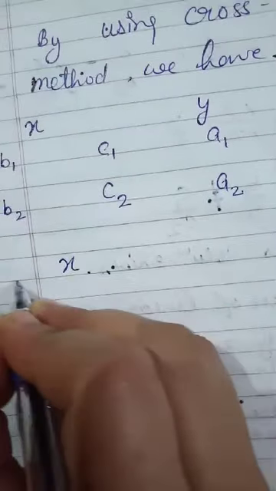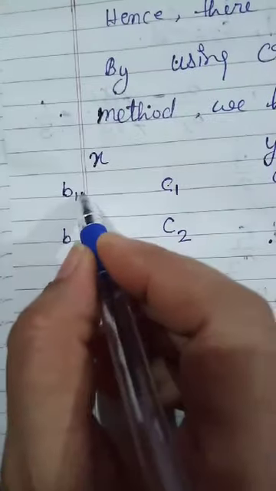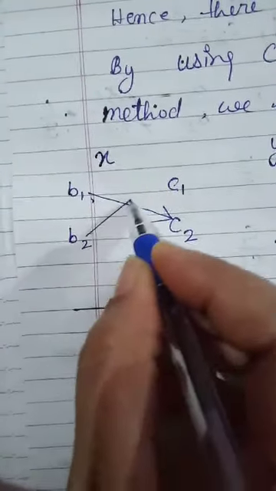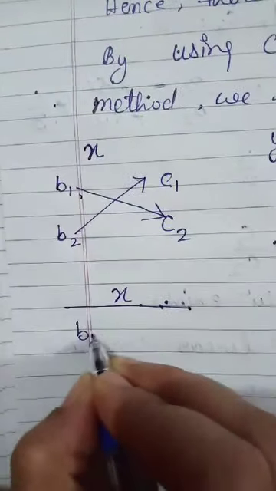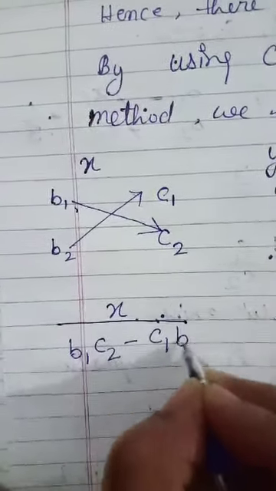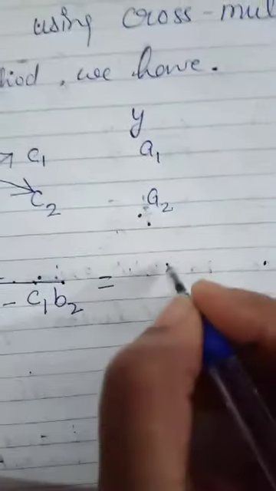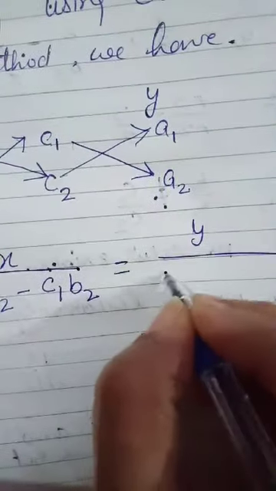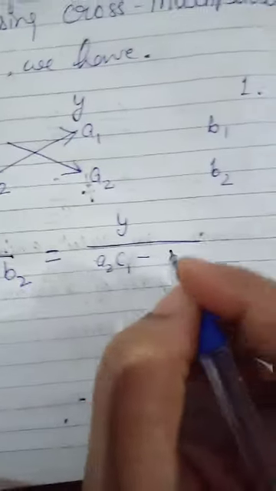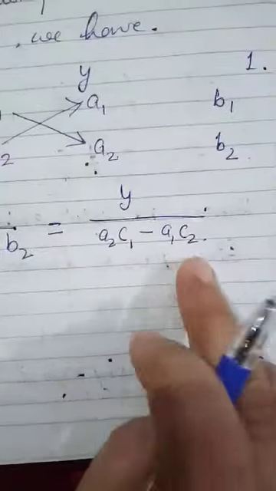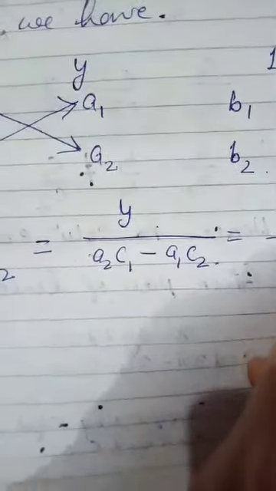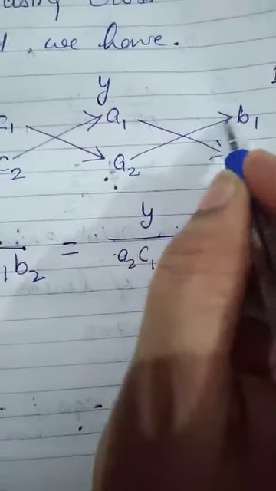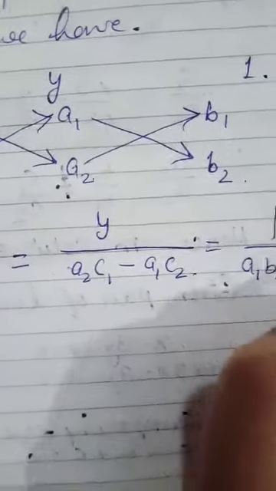सो द रेशियोज x अपॉन denominator of x is b1 c2 minus b2 c1. b1 c2 minus c1 b2 is equal to y upon c1 a2 minus a1 c2, a2 c1 minus a1 c2. इस चीज़ का यहाँ पर ध्यान रखना है मुझे कि अल्फ़ाबेटिकल ऑर्डर बना रहे. इज इक्वल टू 1 अपॉन अगेन a1 b2 माइनस b1 a2, a1 b2 minus a2 b1. Right? So we got it.